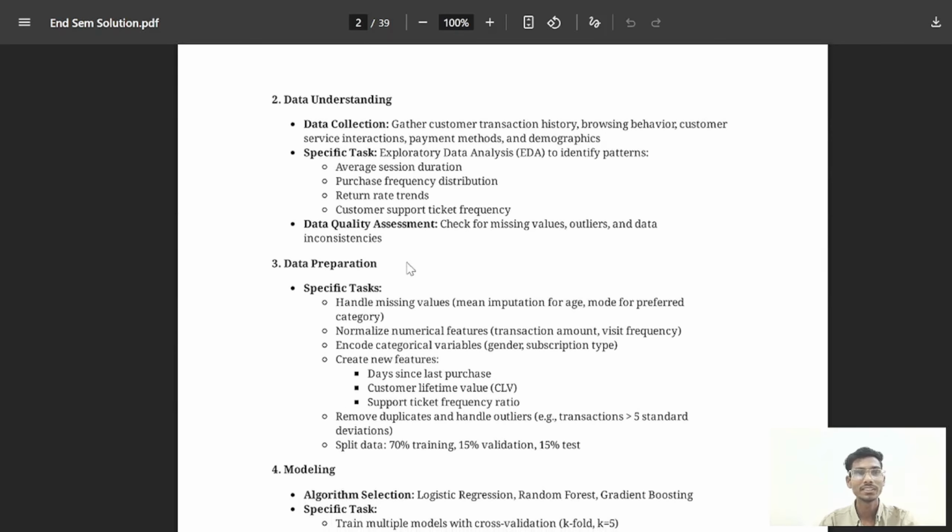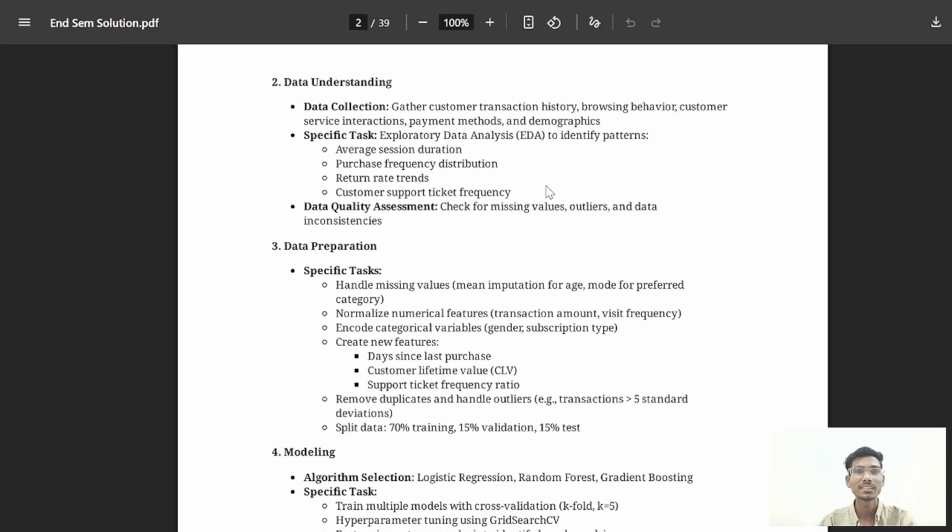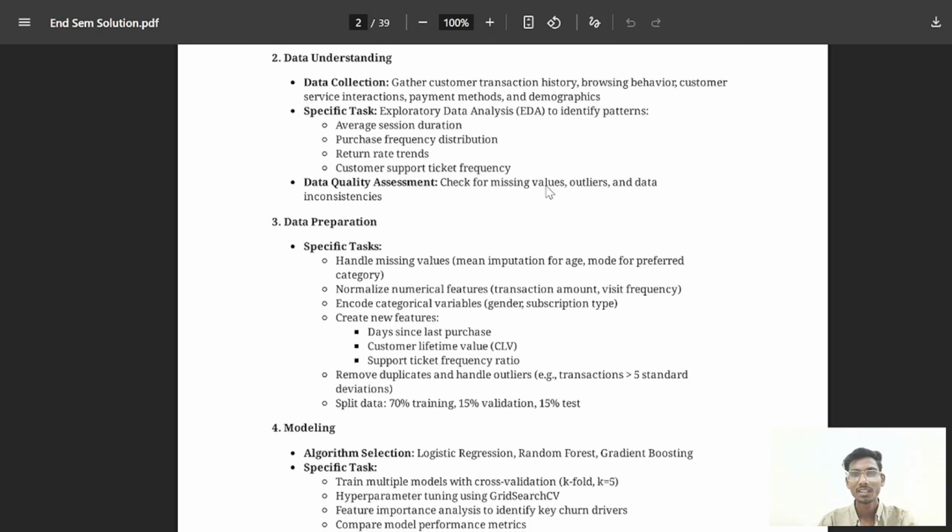Number two phase is data understanding. In this, data collection, specific tasks and data quality assessment come. Data collection: gather customer transaction history, browsing behavior, customer service interactions, payment methods, and demographics. In specific tasks, exploratory data analysis (EDA) to identify patterns: average session duration, purchase frequency distribution, return rate trends, customer support ticket frequency. Data quality assessment: check for missing values, outliers, and data inconsistencies.